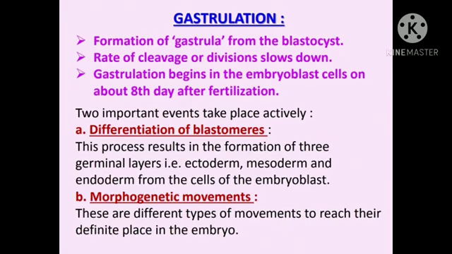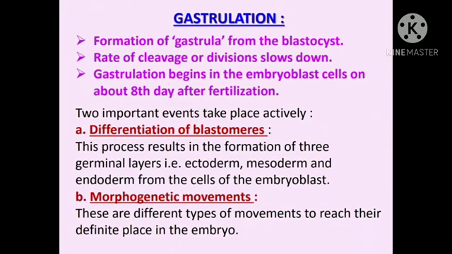Coming to our next topic, that is called as what? Gastrulation. It is the process of formation of gastrula from the blastocyst. In the gastrula stage, the rate of division or cleavage will slow down. It will occur after the 8th day after fertilization.